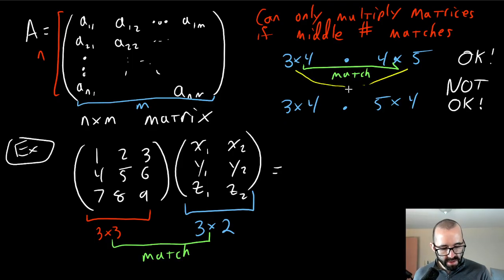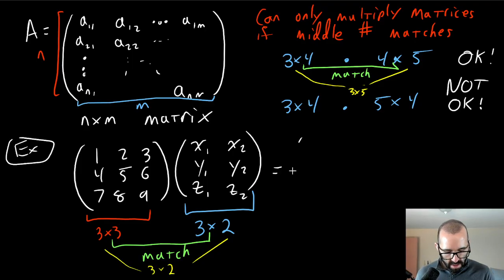And again, the result actually is always the other numbers. The middle numbers match, but they're actually not part of the result. So what is our result going to be here? We expect a 3 by 2 matrix. So if you do that, how do we multiply?